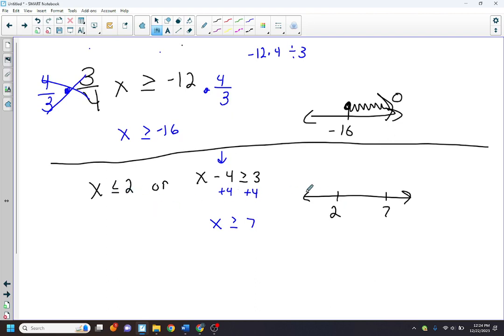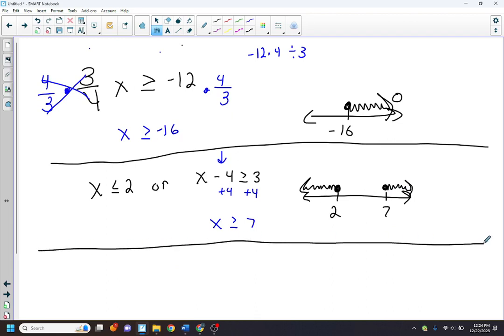So x is less than or equal to 2. I'm going to put a closed circle at 2 and go this way. And x is bigger than or equal to 7, so I'm going to do a closed circle and go this way. Notice this is an or statement, so they're going this way, which makes sense.